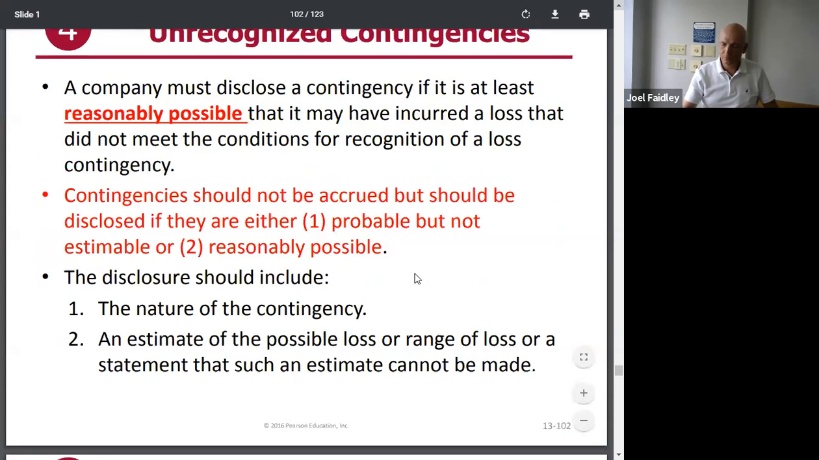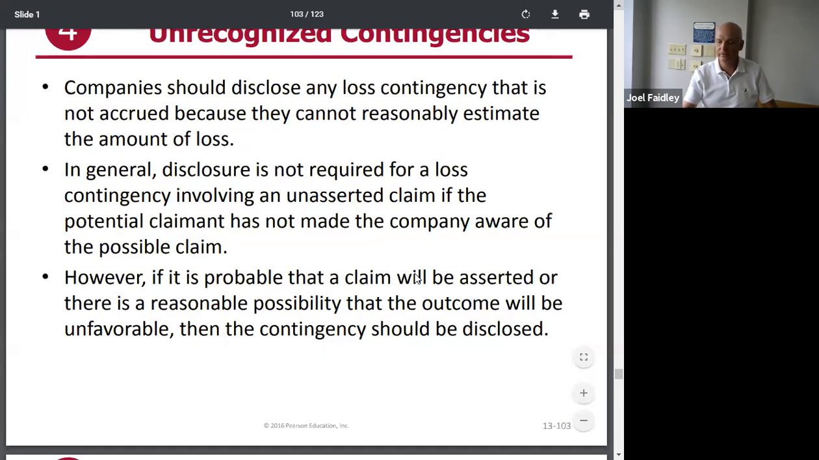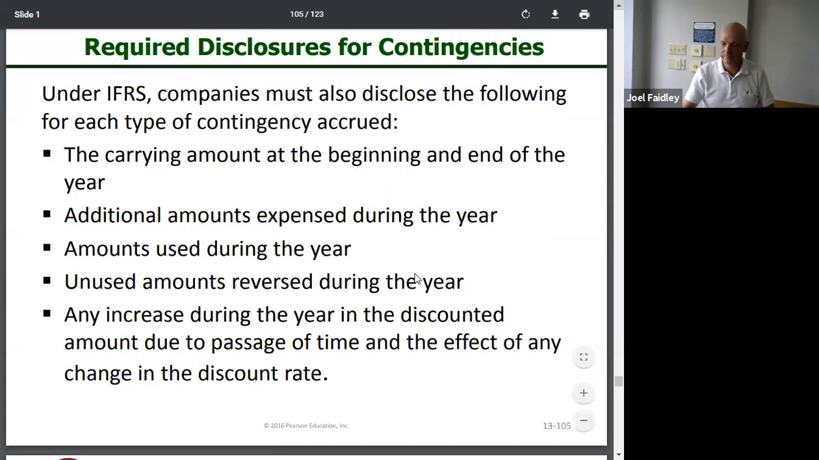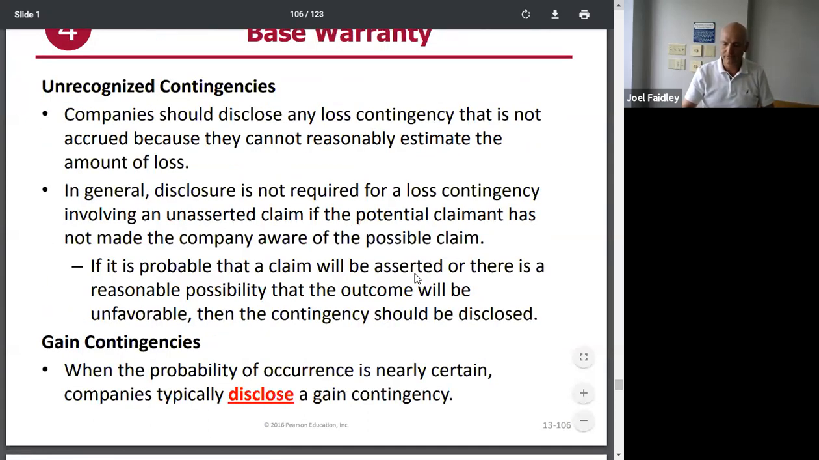Again, here in part 4, they sort of reiterate what's in part 3 about something being reasonably possible. And when it's reasonably possible, then what? We just disclose. We don't make a journal entry. It's got to be probable if we make a journal entry. When the probability of occurrence of a gain contingency is nearly certain, you disclose a gain contingency. You never make a journal entry for a gain contingency. I think I've said that enough times, haven't I?